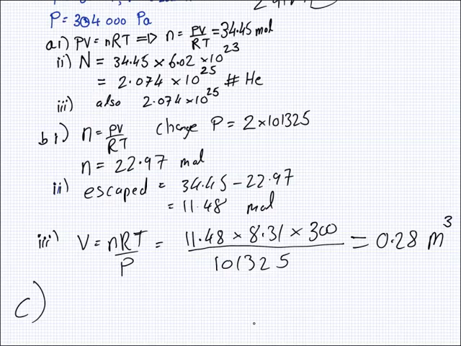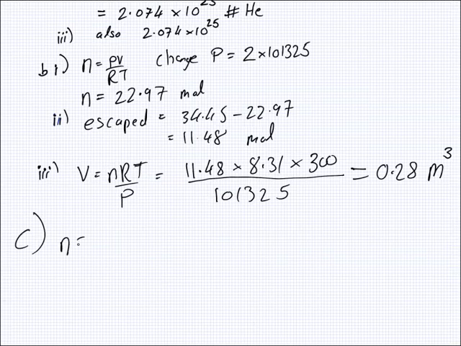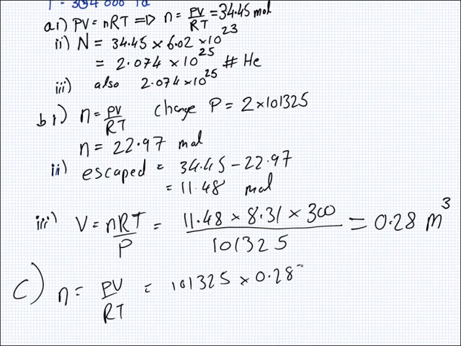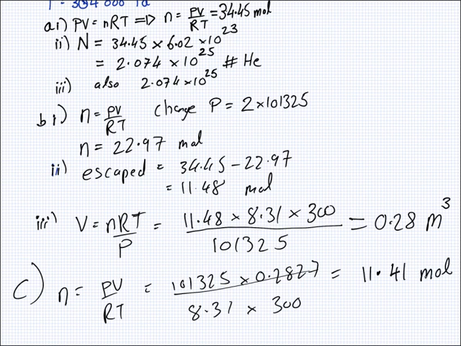So let's work this out. The formula is N equals PV over RT. The pressure is 101,325. The volume is 2827. The R is 8.31 and the temperature is 300. So what's that about? It'll be something like 11.48 or something. 41 moles of helium.